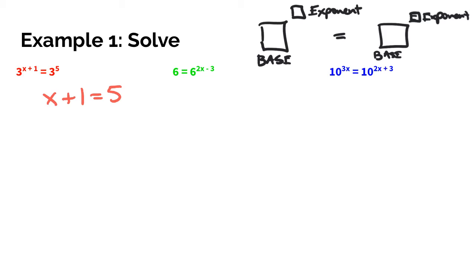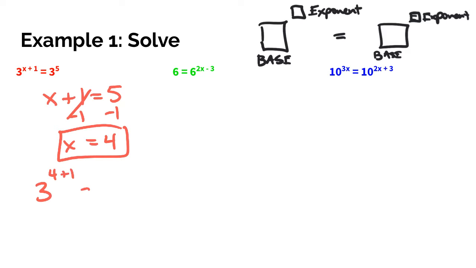I want to know what value of x, so x plus 1, would give me 5. To solve this, I can use inverse operations, and I would say then that x equals 4. And just to show you, if I did 3 to the 4 plus 1, well, that's the same thing as saying 3 to the 5th.